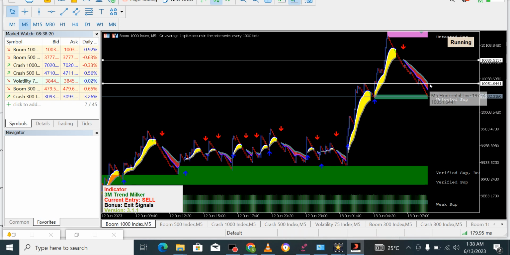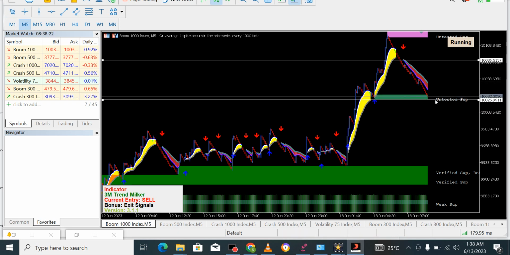Okay, it is above the current action price. You place it underneath it. If you are setting a pending order to trade spikes in Boom, then it should be underneath the current action price, not above the current action price. That is where most of you usually make mistakes.